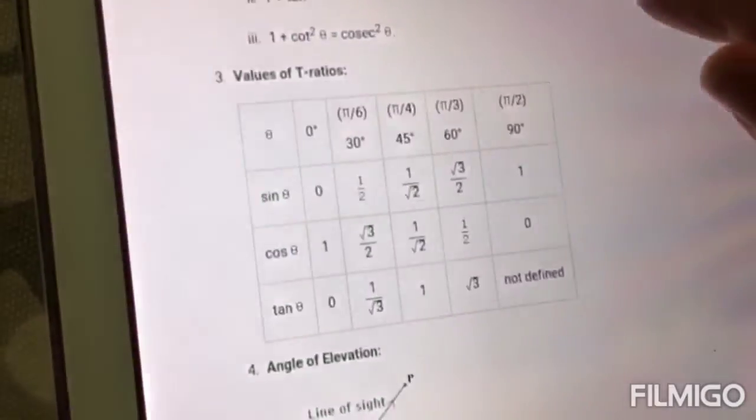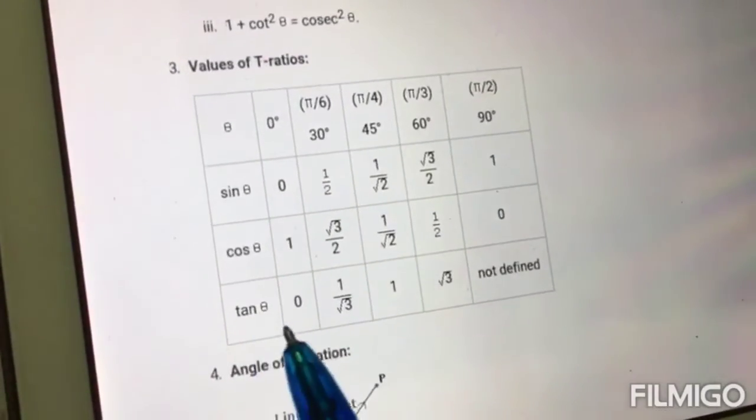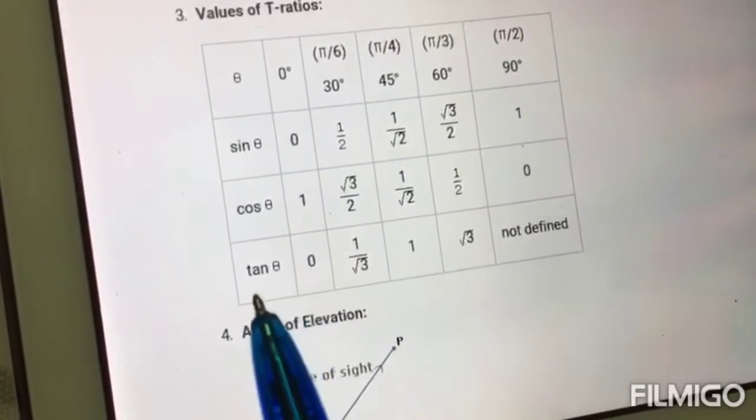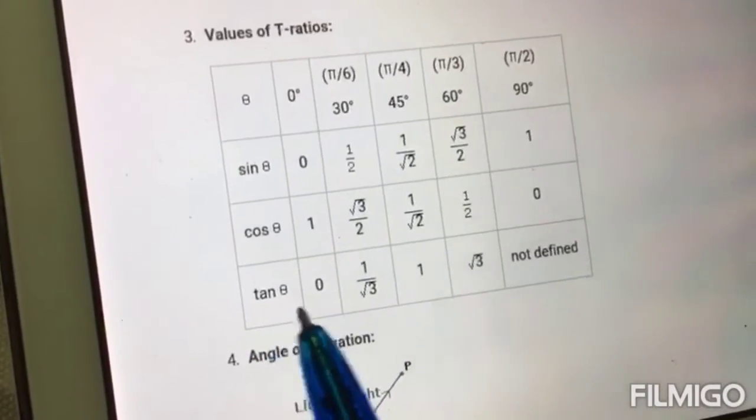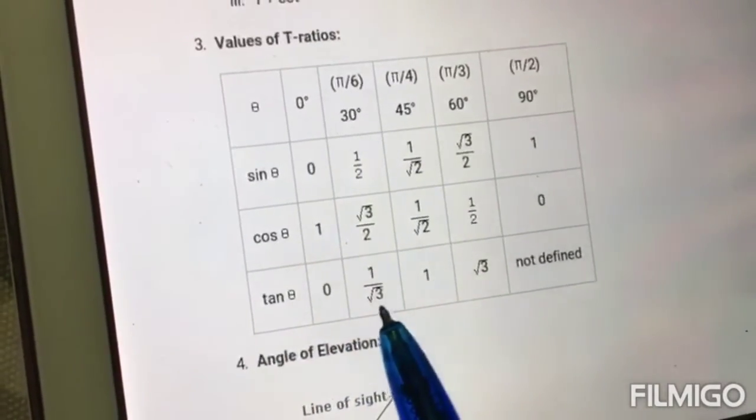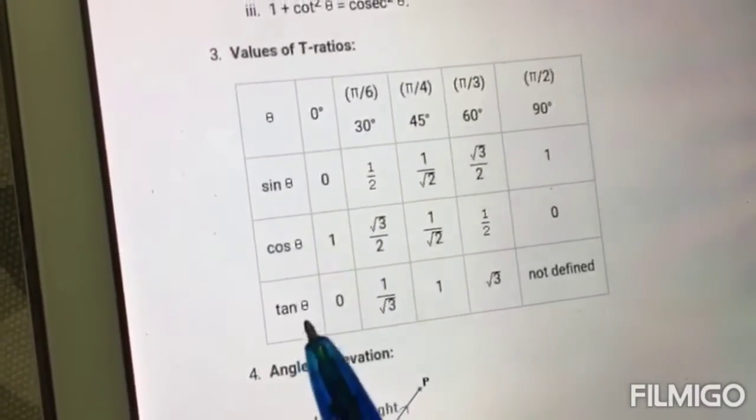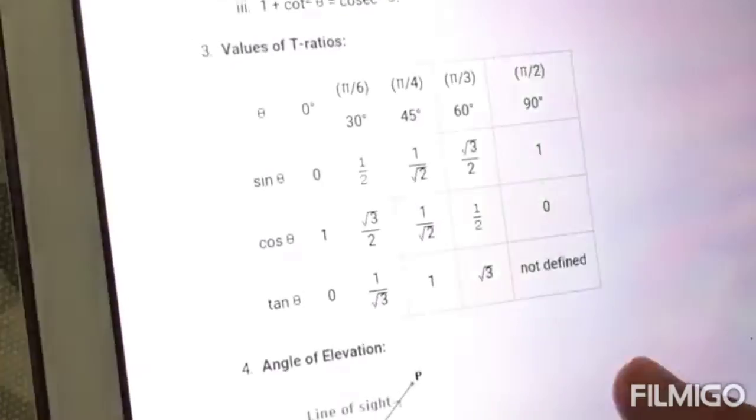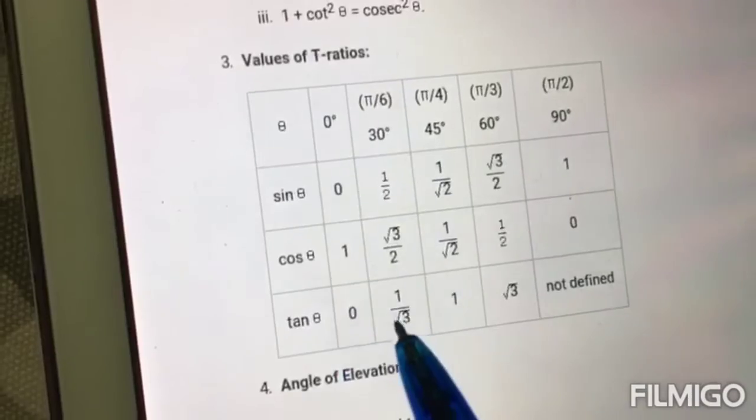Okay, now we know that cot theta is the inverse of tan theta. So if cot theta is equal to √3, then what is tan theta? It is the inverse of cot theta, that is 1 by cot theta, which is equal to 1 by √3. And therefore, if tan theta is equal to 1 by √3, what is theta? It is 30 degrees. Did you understand?